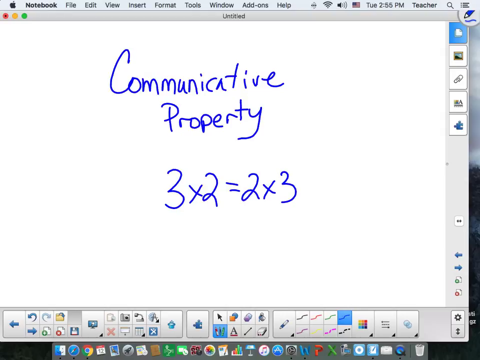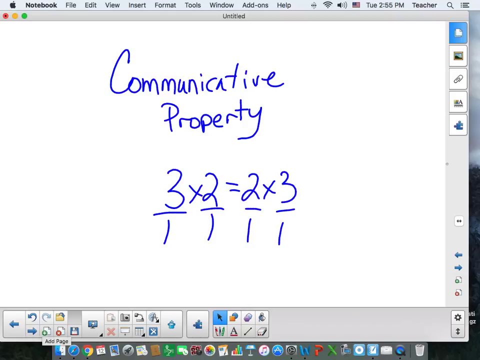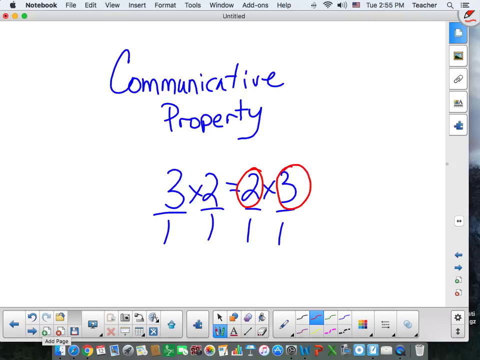Now, what if I wanted to make this into a fraction? What would I have to do? Add denominators. And what is the only thing that I have done to this question? I have switched the numerators. So the commutative property in mathematics allows us to switch our factors. We just switch the factors, and it doesn't make a difference. 4 times 5? 20. 5 times 4? 20. Right? So this is what we're going to start using.